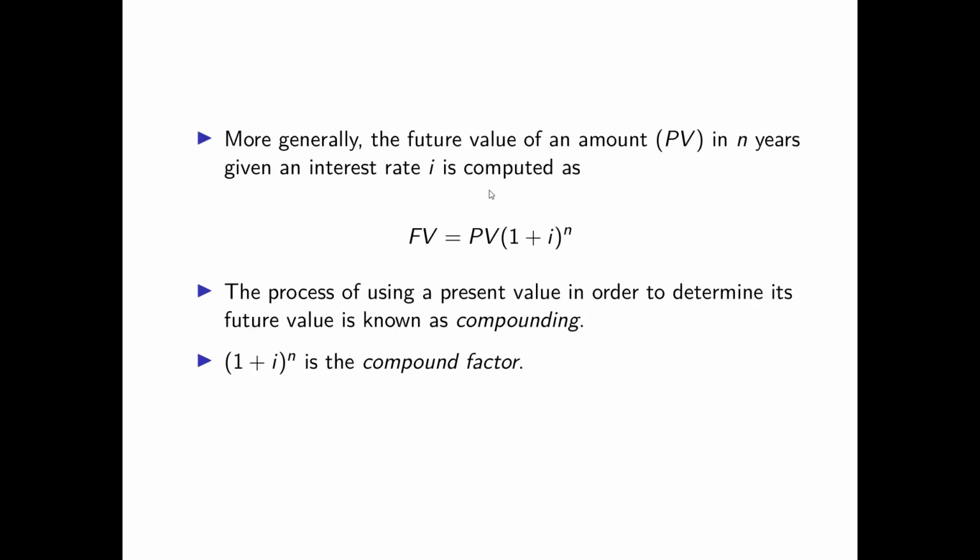Okay. So we can write a more general formula for n years, if you want to find out the future value of a present amount, a present value, in n years. It's going to be present value times 1 plus i raised to the nth power. So this term here, 1 plus i raised to the nth power, is known as the compound factor. Using a present value in order to compute a future value is known as compounding. Compounding is from the present to the future, just as we're doing using this formula.